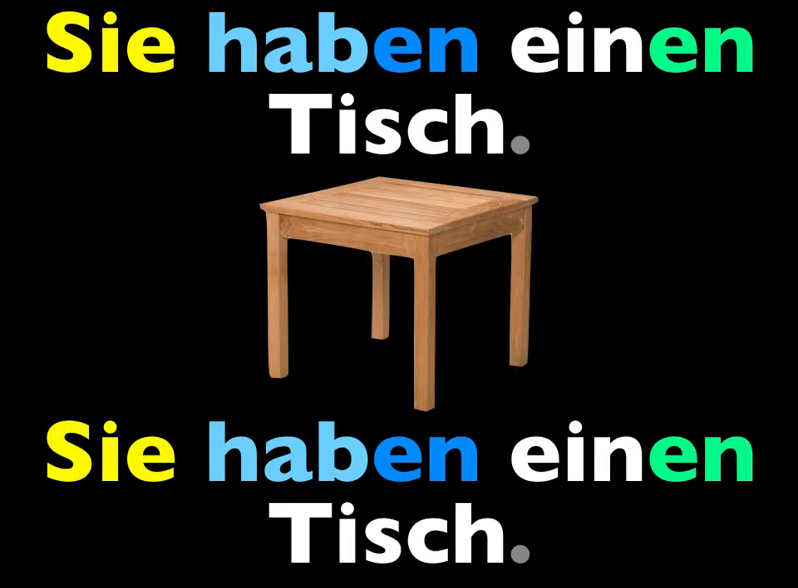Say you have a table and they have a table. Sie haben einen Tisch. Sie haben einen Tisch. Again, as we've learned, both sentences look exactly the same, but would only be understood in context, whether it's you or they.